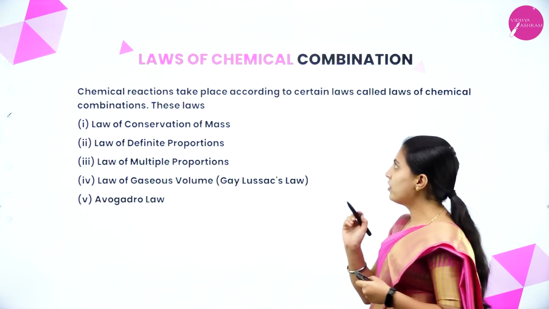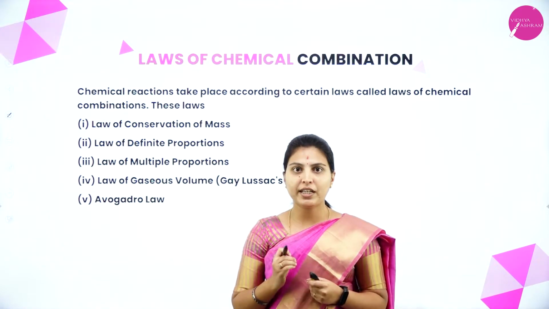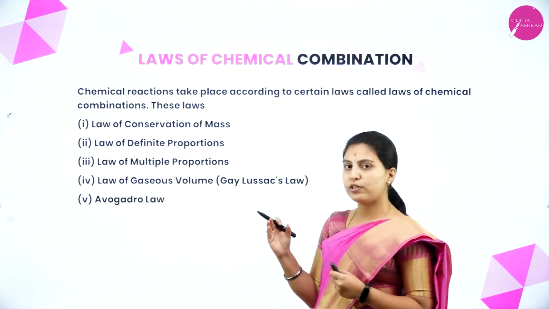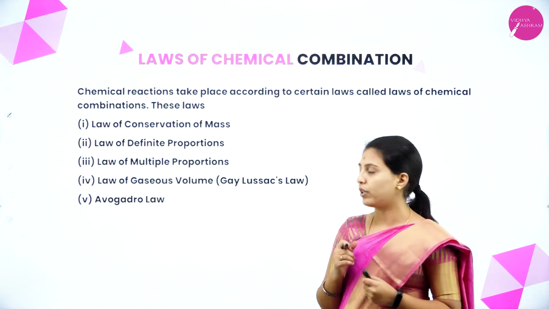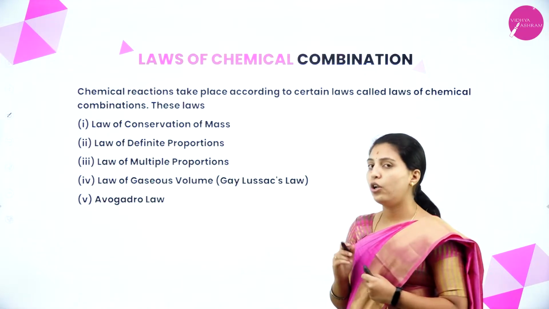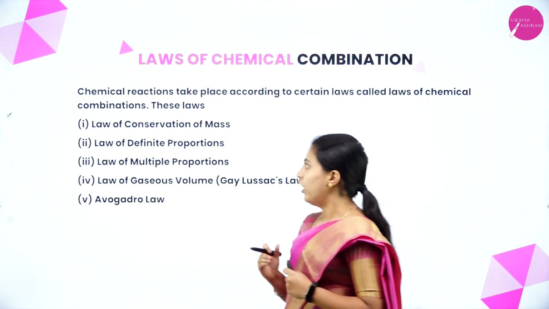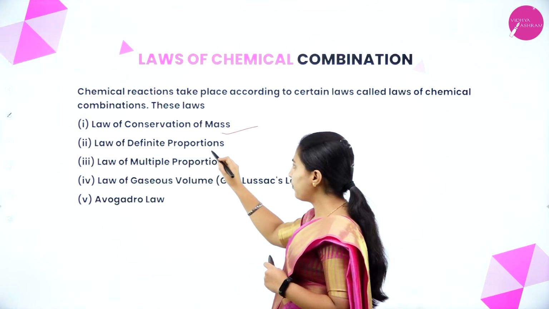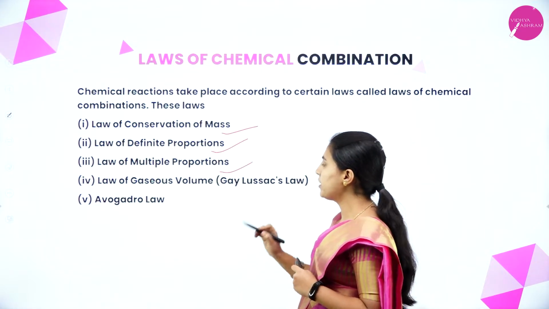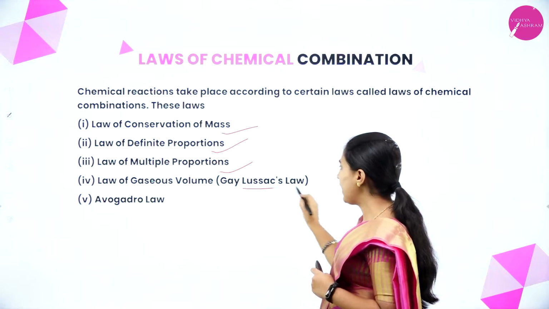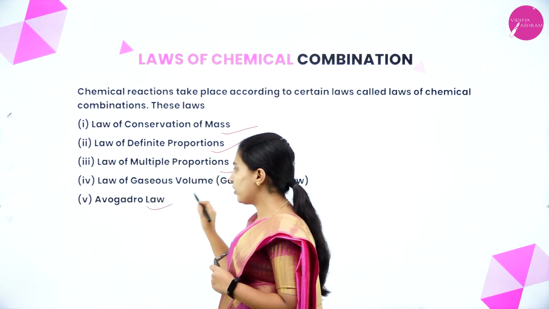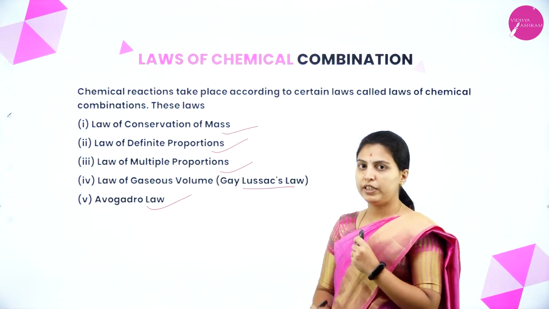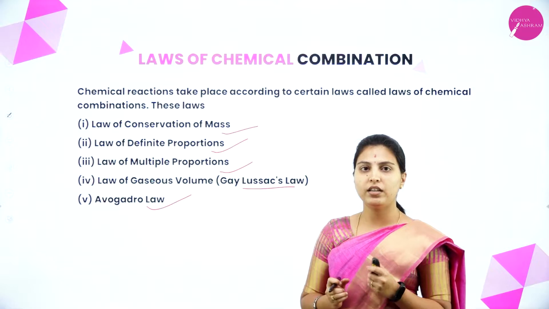Next we will see the laws of chemical combinations. For chemical reactions there are several laws, and according to those laws chemical reactions are understood. So we call them the laws of chemical combinations. What are those laws? The law of conservation of mass, the law of definite proportions, the law of multiple proportions, the law of gaseous volumes or Gay-Lussac's law, and Avogadro's law. These are the 5 laws of combination that we look at with respect to chemical reactions.